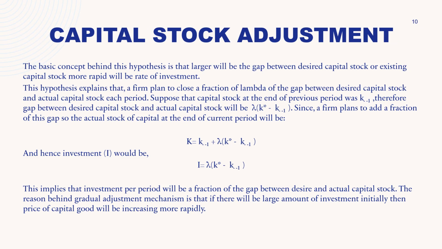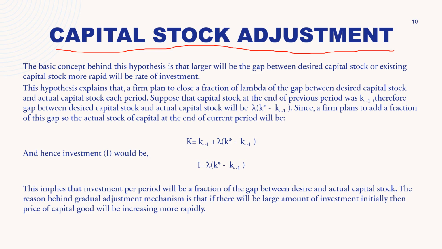Now we have reached a hypothesis where we will be discussing how much capital we will be raising this year. This hypothesis is called capital stock adjustment. The basic concept behind this hypothesis is that the larger the gap between desired capital stock and existing capital stock, the more rapid the rate of investment. This hypothesis explains that a firm plans to close a fraction lambda of the gap between desired capital stock and actual capital stock each period.